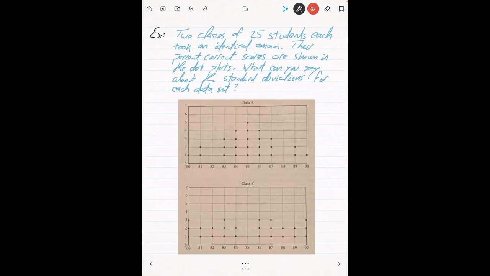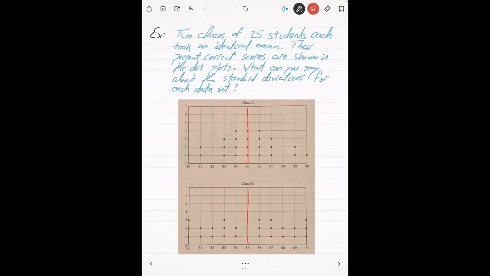Now, as you look at the distribution of scores here, I want you to notice that 85 pretty much is the mean for both of these. I think it's actually a little higher in Class B, like 85.4 or something. But roughly, that's the mean in both of these. How far out do you have to go to encompass most of the data?